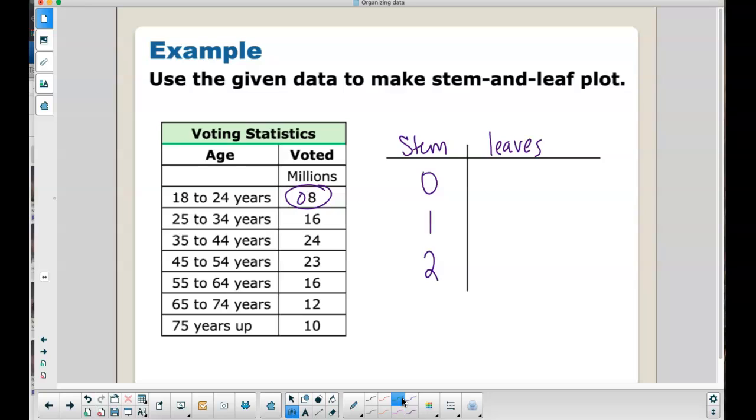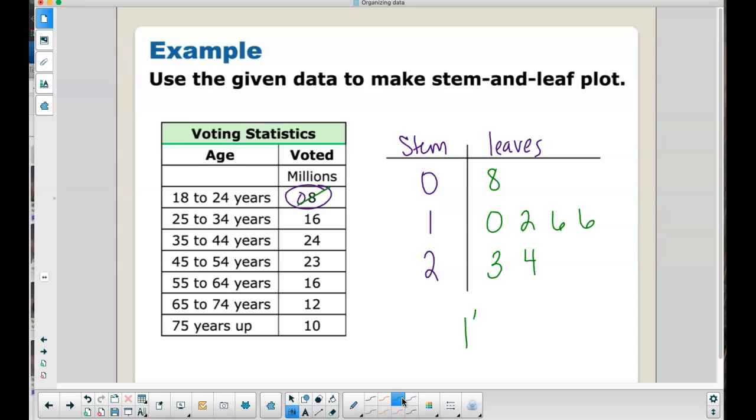Behind the 0, we just have the 8. So I've used that piece of data. Behind the 1, we have 10, 12, 16, and 16. So we need a 0, a 2, a 6, and a 6. And then behind the 2, a 3, and a 4. There was 1, 2, 3, 4, 5, 6, 7 pieces of data. So I have 7 leaves, so I know I've got everything.